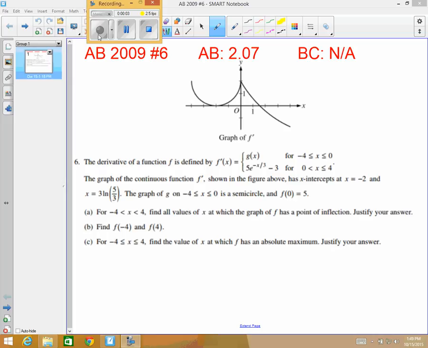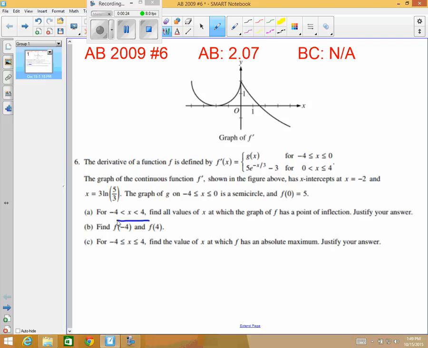This time we are looking at AB 2009 number 6, which got a really low average score when this was actually part of the AP test. Part A asks us to look at -4 to 4, and we're looking for all values of x where f has a point of inflection.